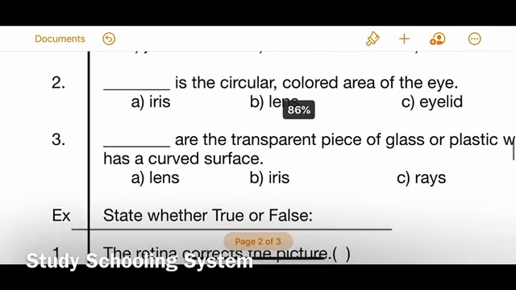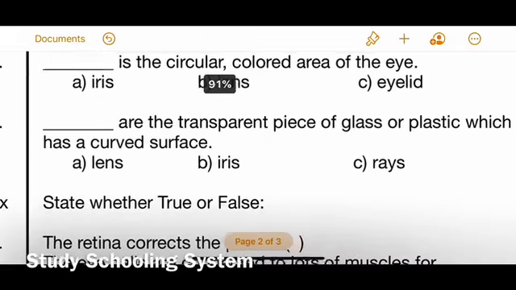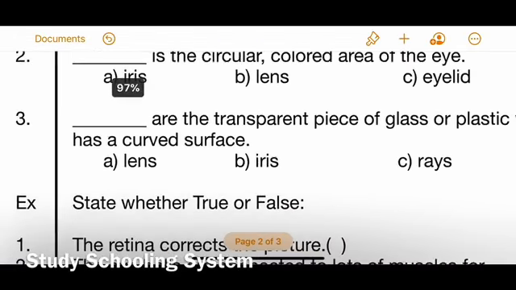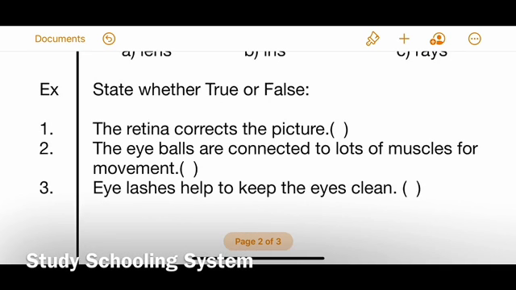Now part 3 is dash are the transparent piece of glass or plastic which has a curved surface. This is very obvious and easy. Of course, it is not iris or rays. So the answer is lens because it has a curved surface and they are a transparent piece of glass or plastic. This is again a definition. Your last exercise is state whether true or false.